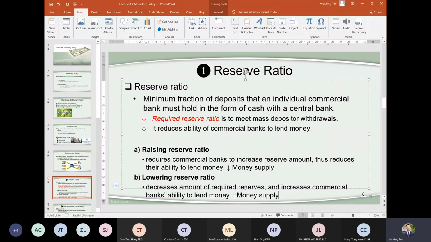The cash reserve ratio has to be kept in the central bank. The commercial bank cannot withdraw the money from there. It has to be kept in the central bank. So far okay. All right, then I'll move on to the second tool.